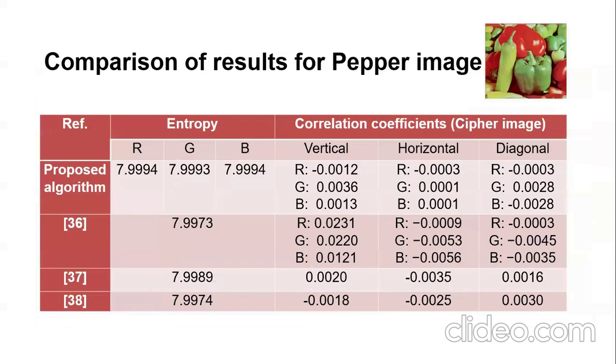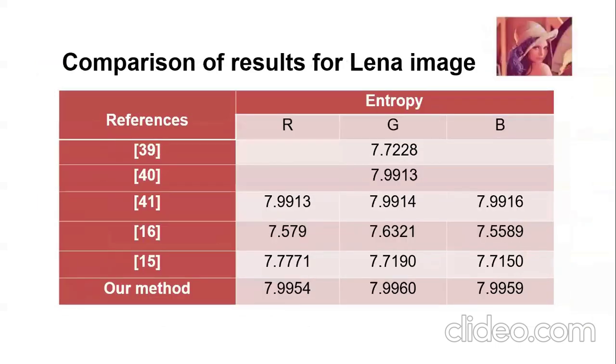The comparison of results for the paper image with previous research work is presented. The higher values of entropy and much lower values of correlation coefficients indicate that our system is providing high security. For the Lena image also, the comparison is done. The entropy is higher as compared with the previous work.